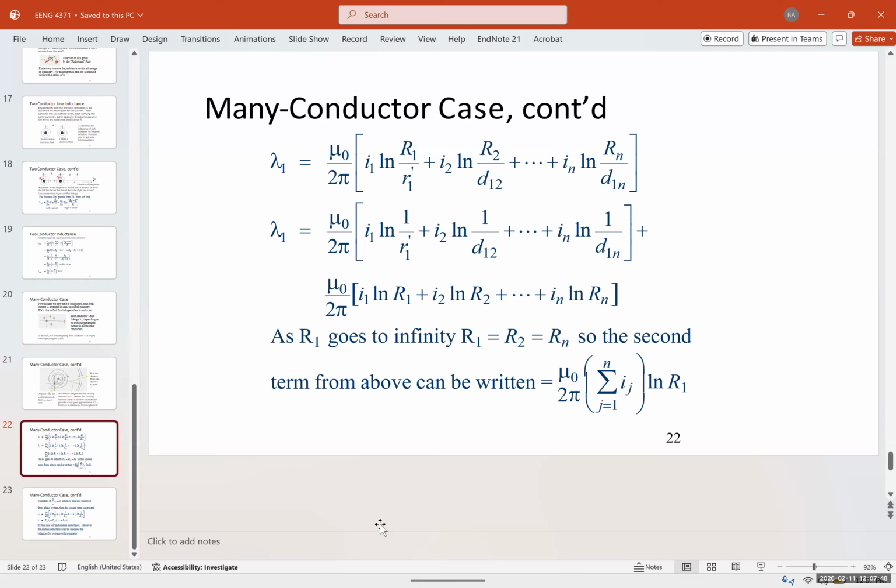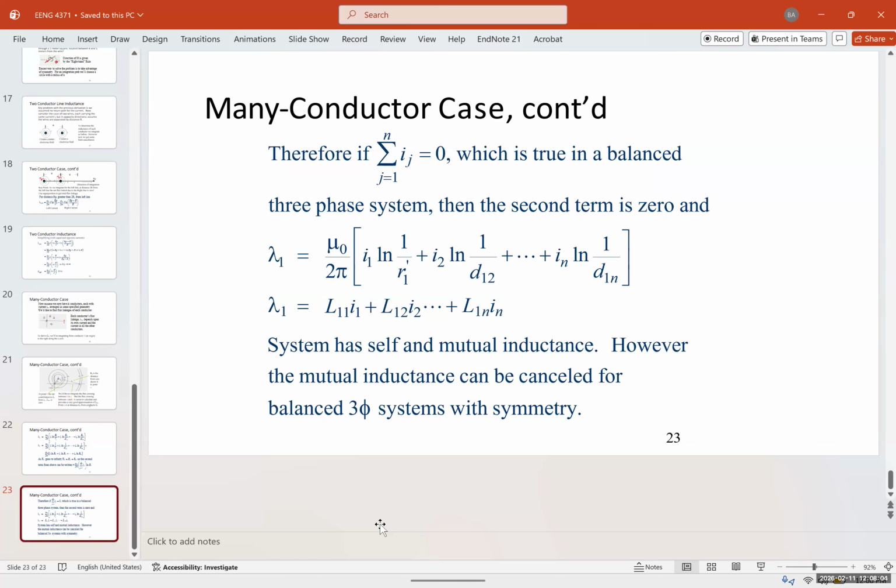Now, as R1 goes to infinity, R1 is equal to R2 is equal to Rn. The second term from above can be written as mu 0 over 2 pi times the sum of j equal to 1 to n of Ij ln of R1. In this case, the sum of j equal to 1 to n of Ij is going to be equal to 0, which is true in a balanced three-phase system. Then the second term is 0, and lambda 1 would be equal to mu 0 over 2 pi I1 ln of 1 over R prime, because the sum of the currents is going to be 0. Now, lambda 1 is going to be L11 I1 plus L12 I2 plus L1n In.